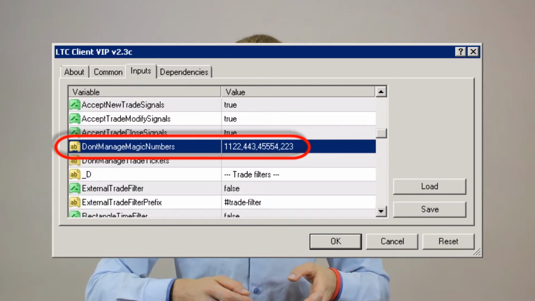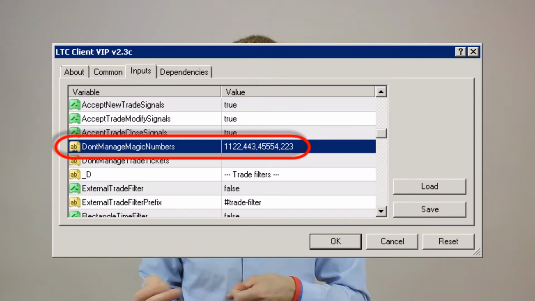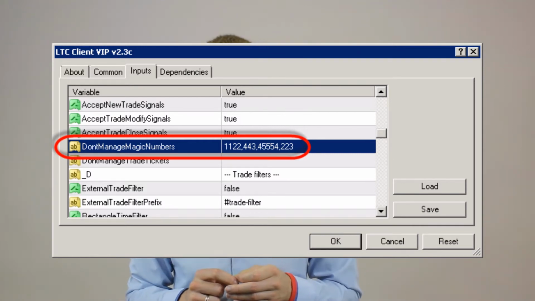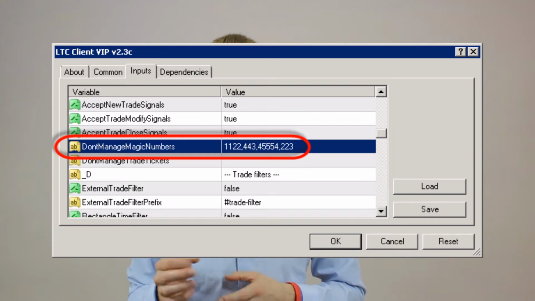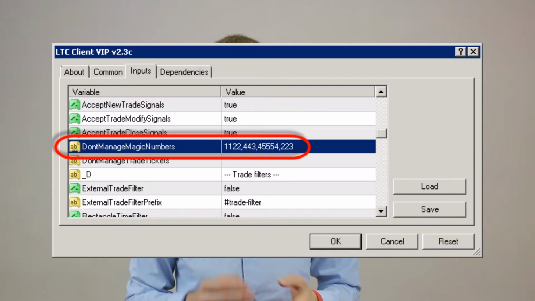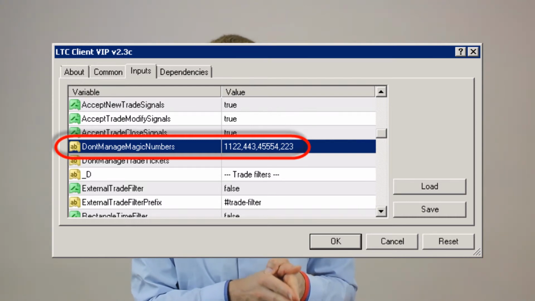Now let's take a look at the new features that the new LTC VIP has. Know that these next two are available only to the VIP license owners. Number 1. You can hide trades by a magic number. A new option added to the client EA is called Don't Manage Magic Numbers. This option allows you to choose a comma-separated list of magic numbers that the client EA should not manage. This is very useful when you have partial close feature enabled.